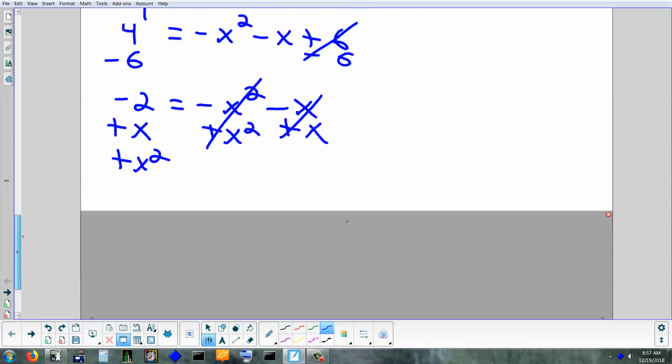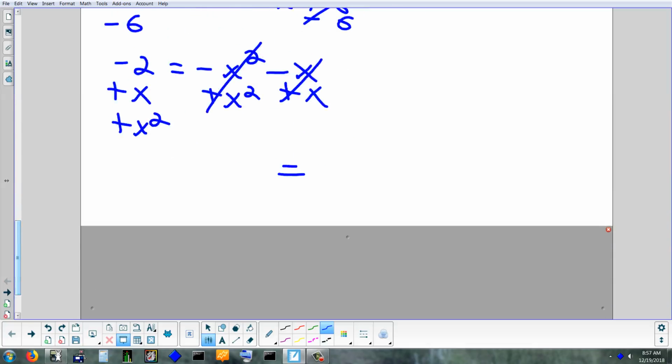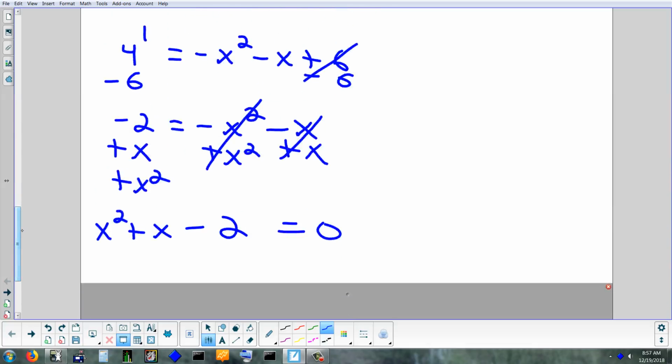So now I have nothing on the right-hand side. So that's 0. And on the left, I have positive x squared, which anytime I'm dealing with a quadratic, I'd like x squared positive. Makes things easier. Plus x minus 2. Okay. Any questions on that? Is that the answer? Well, we got to solve for x.